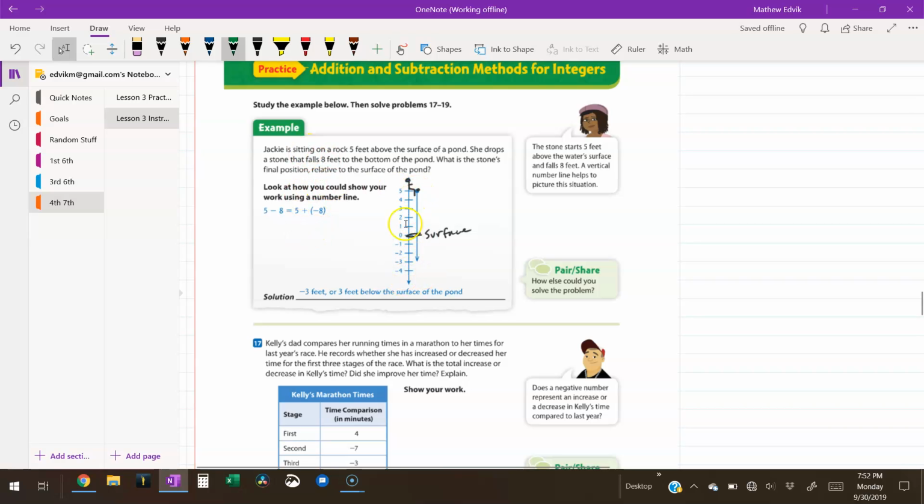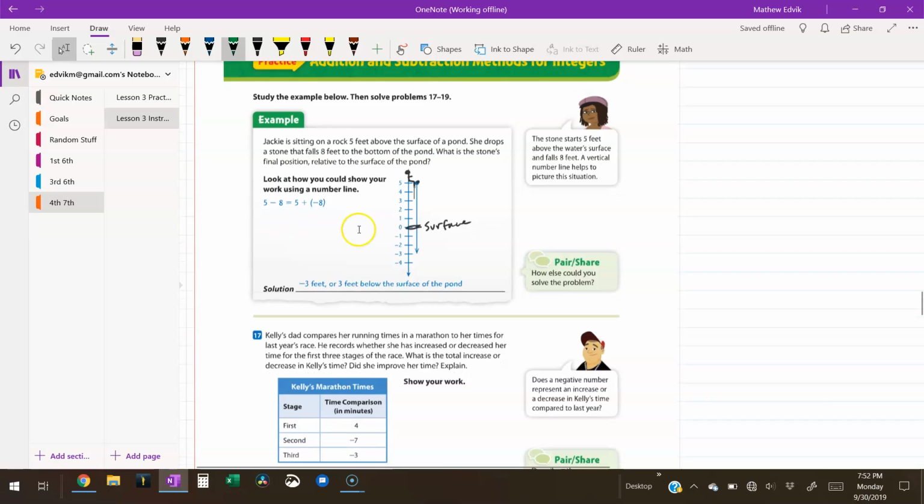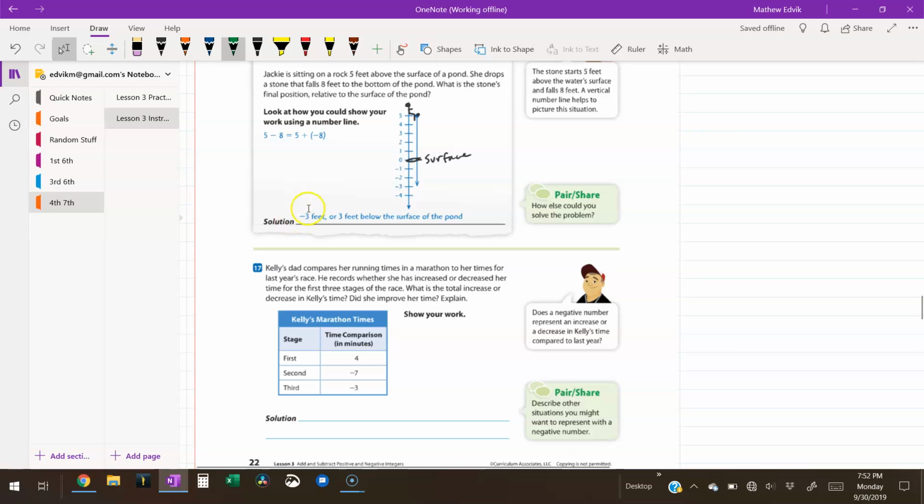So this is how you could show your work using a number line. 5 minus 8, starting at 5, subtracting 8 is equal to 5 plus negative 8. Again, first number stays the same. Change the operation. Take the opposite of this number, which is 8. So that's negative 8. So our solution is negative 3 feet, or 3 feet below the surface of the pond.